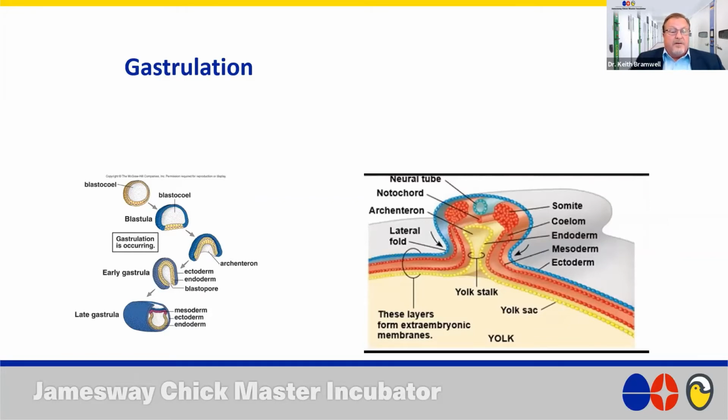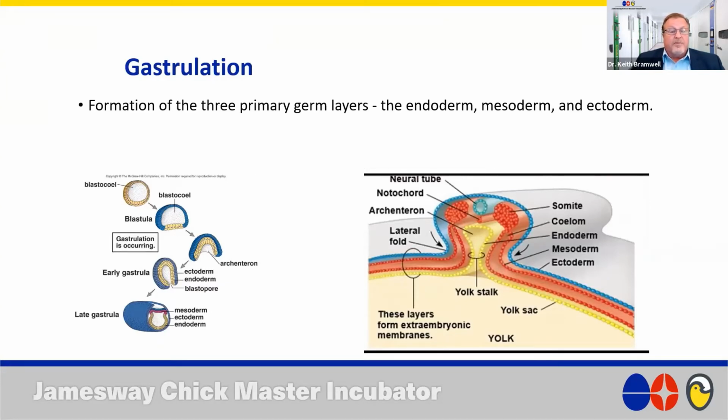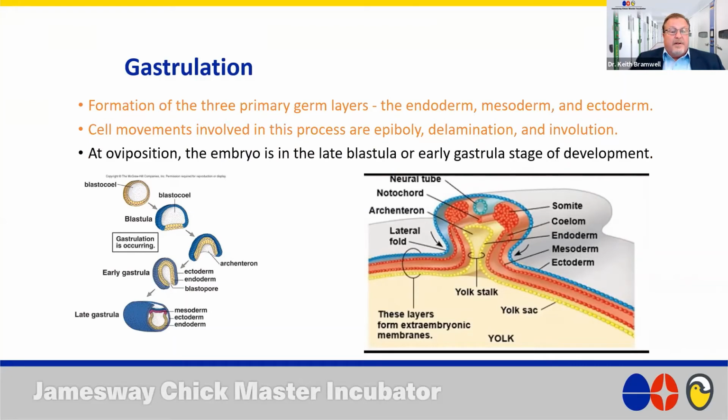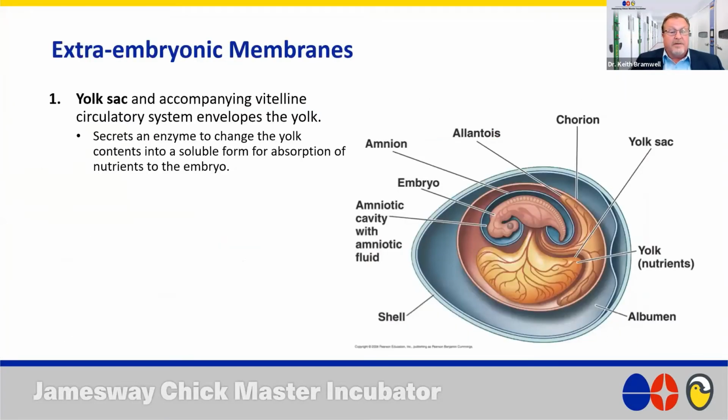So we can look at the gastrulation stage. The egg as it is laid, a freshly laid egg, is near the gastrula stage. These layers, the mesoderm, ectoderm, and endoderm, are formed there, and again are very critical with development of the egg, those three primary germ layers. And then at oviposition, the embryo is, like I said, late blastula, early gastrula stage of development. So some of these things have occurred before we even have the egg in our hands out of the chicken.